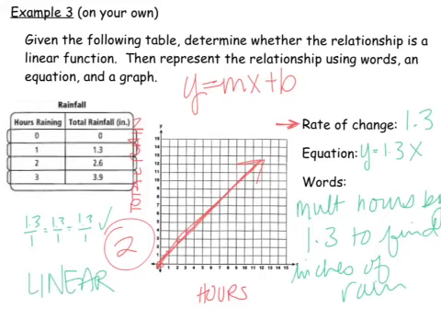Go ahead and compare your solution with mine. Notice I found it was linear. I have my rate of change, an equation, I put it into words, and I have my graph, which is a straight line, with my labeled axes.